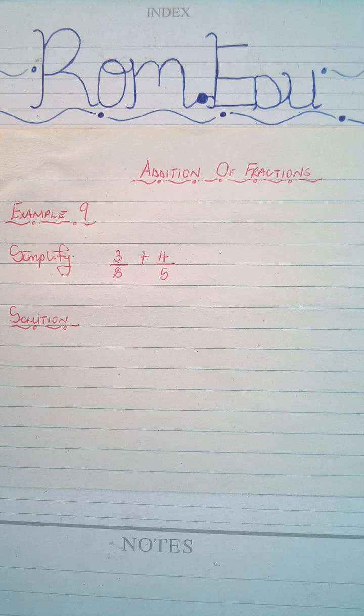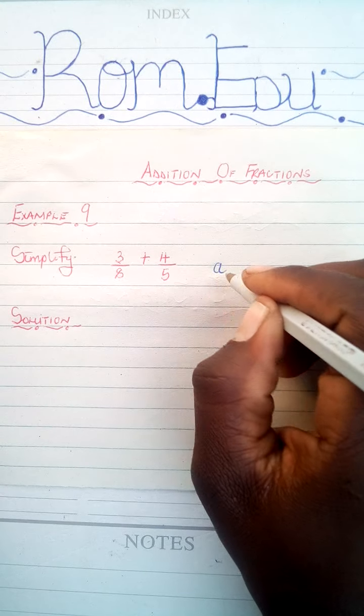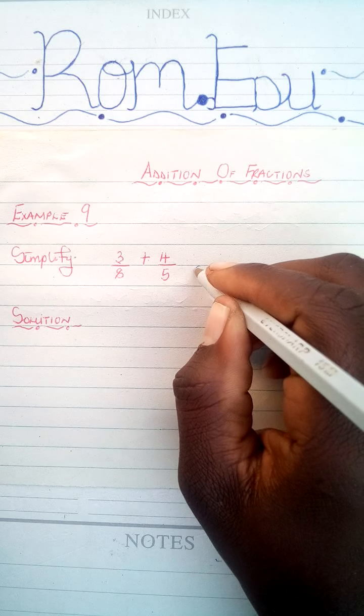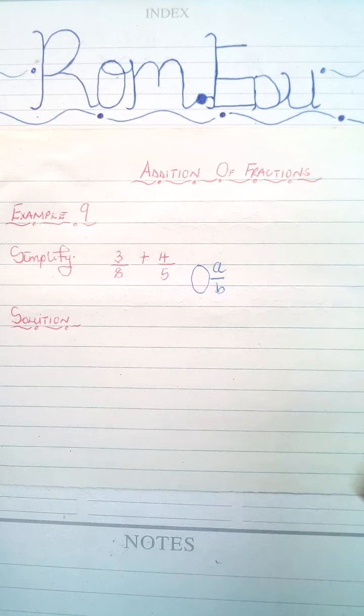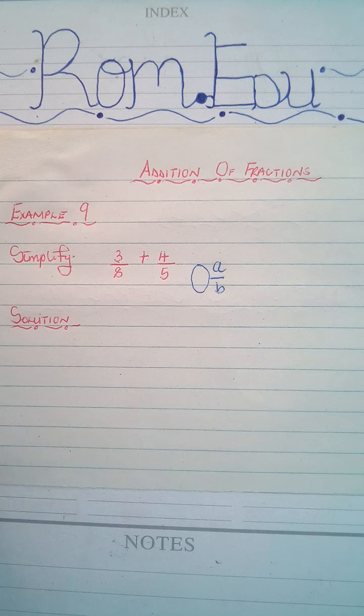So now let's look at example number 9, where we are going to simplify 3 over 8 plus 4 over 5. When you're adding fractions, the most important thing is to make sure that your answer is in the form of A over B. Make sure there is no whole number there. By then, you can simply find the solution of the given problem.